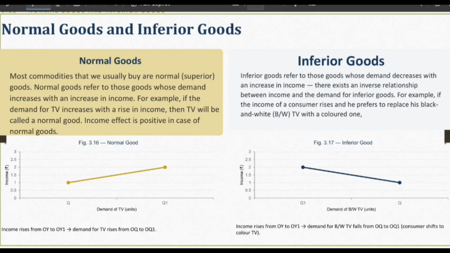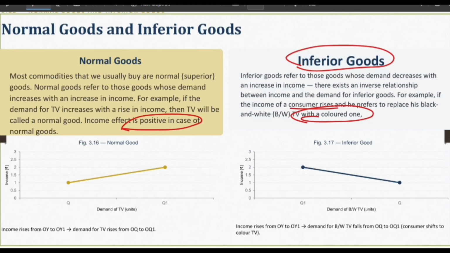Let us see examples in both of the cases. For inferior goods, if the income of a consumer rises, then he prefers to replace his black and white TV with a colored one. And for an example of a normal good, if the demand for TV increases with the rise in income, then TV will be called a normal good. So here the income effect is positive, because as income is increasing, the quantity demanded is increasing. So as Y, that is the income, is increasing, the quantity demanded is increasing.